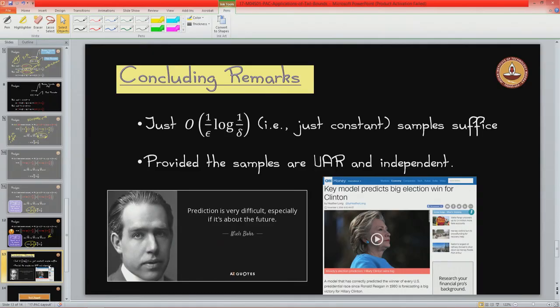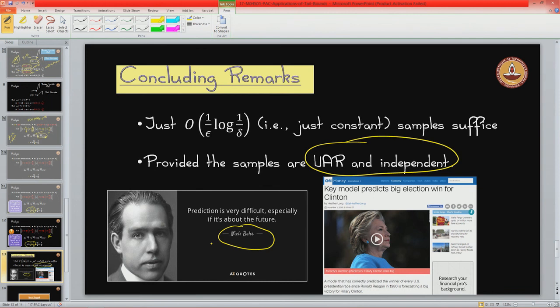In fact, that does bring me to the conclusion slide, where I want to emphasize that it really heavily depends on the fact that we are doing uniformly at random and independent samples. And as you can tell from the recent past, predictions go wrong all the time, right. And we can also take a leaf from Niels Bohr's book and say, look, prediction is very difficult, especially if it is about the future, right.